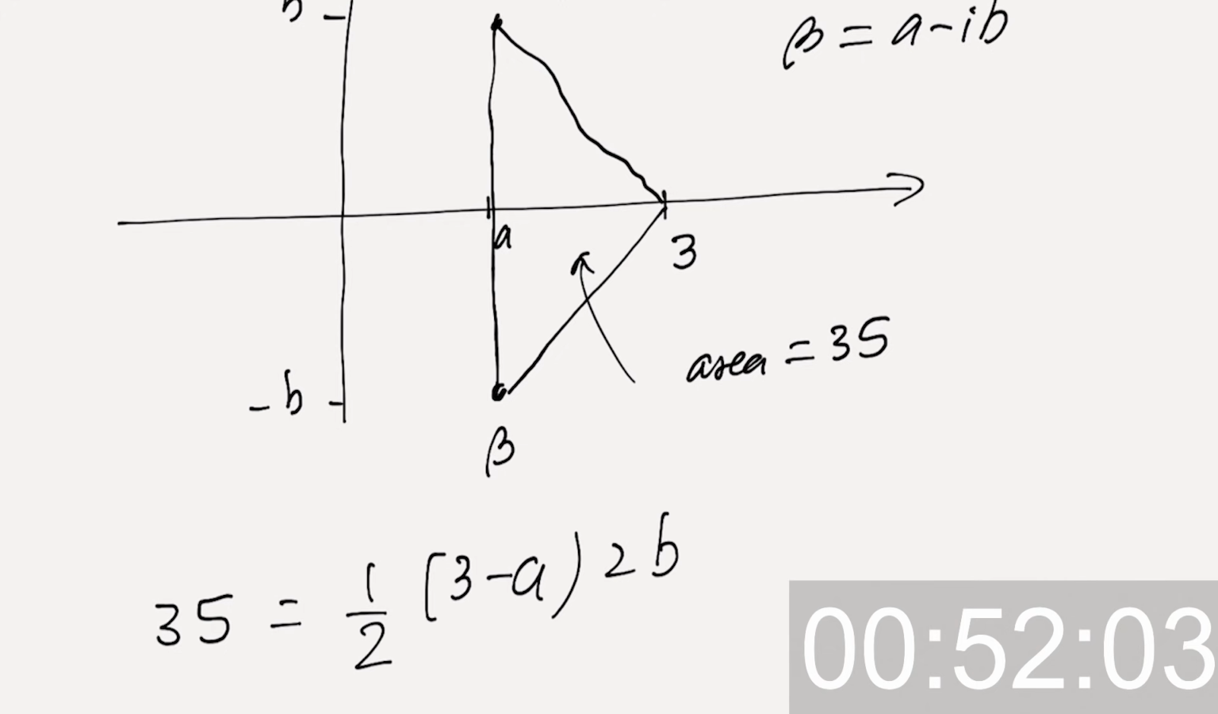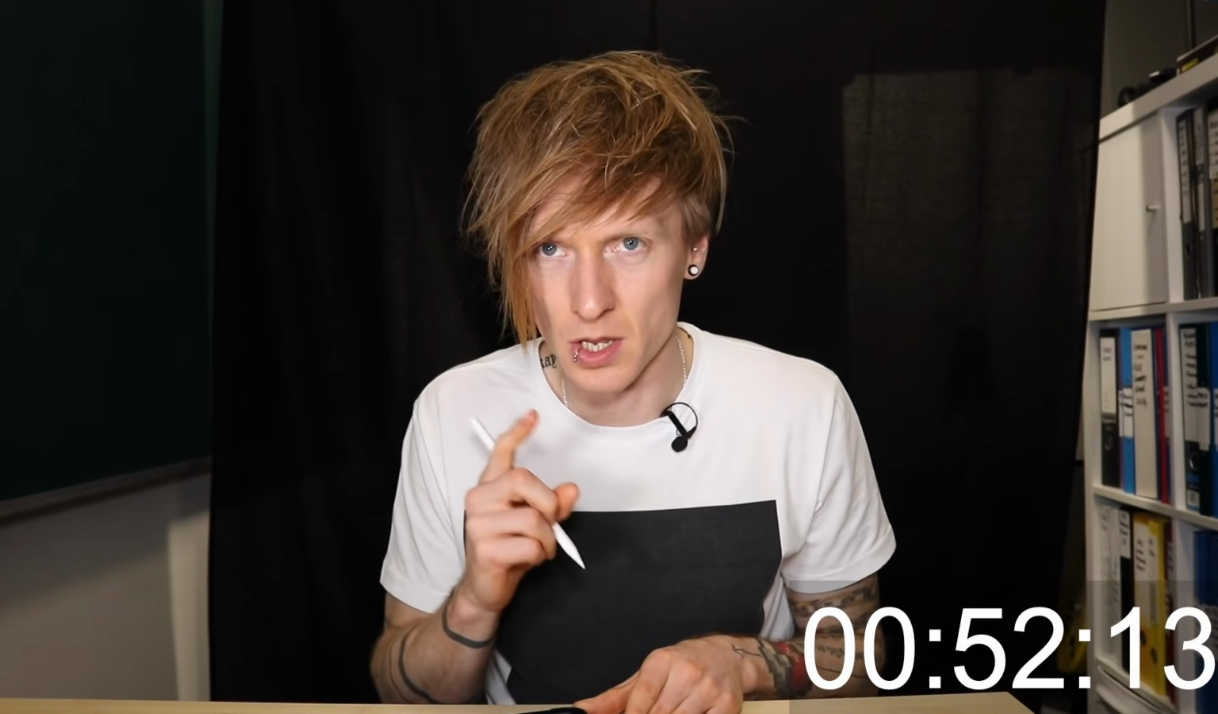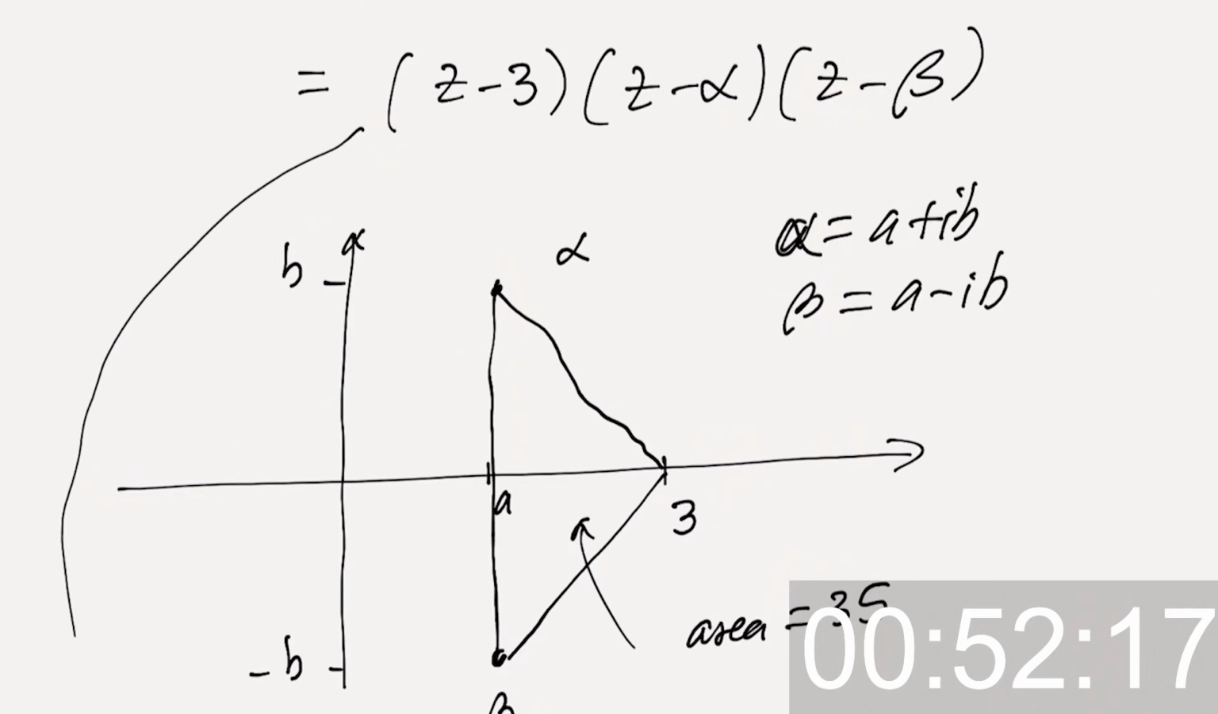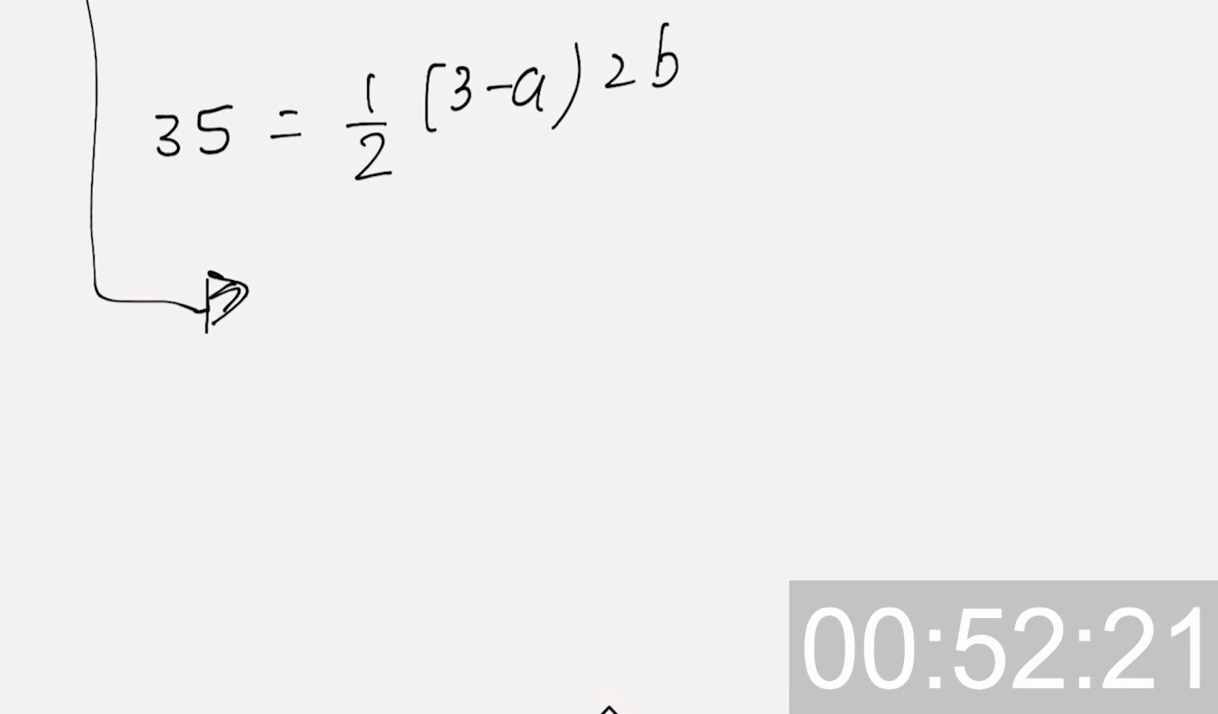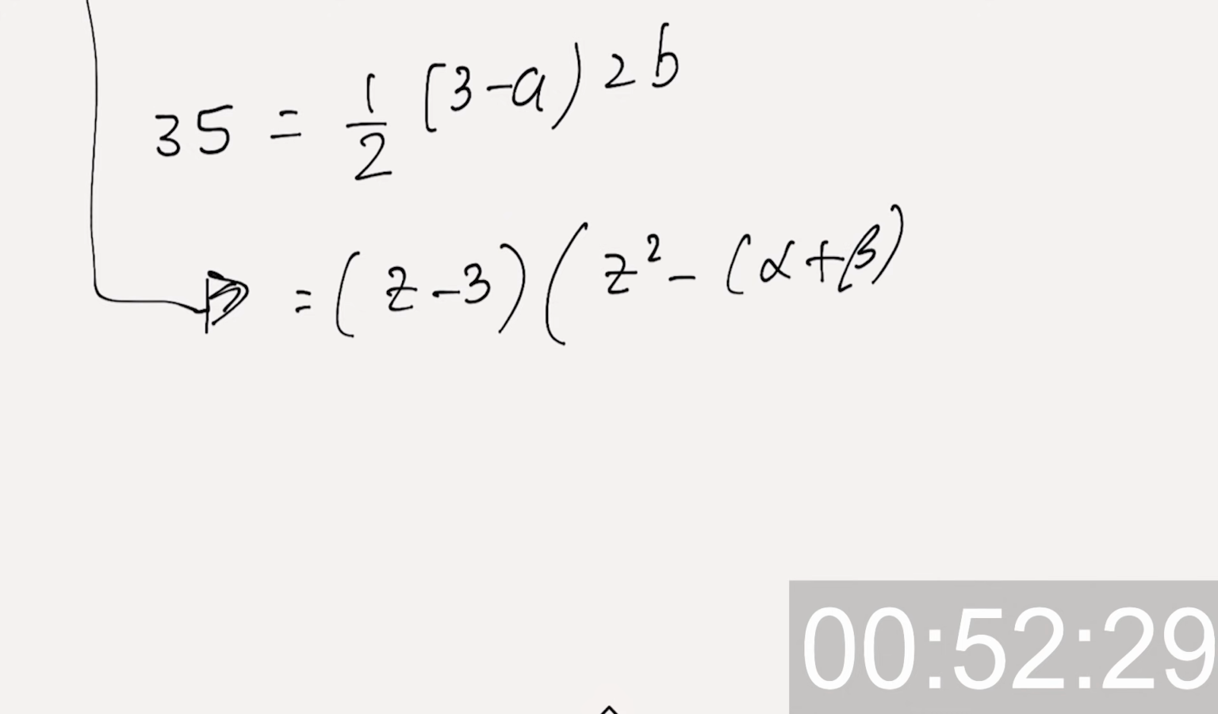Okay, so that's one equation involving a and b. Now I need to get another one to try and figure out one of these values. Well, let's expand from here a little bit. Okay, so expanding that, I've got z minus 3, then I've got z squared minus (alpha plus beta)z plus alpha beta.